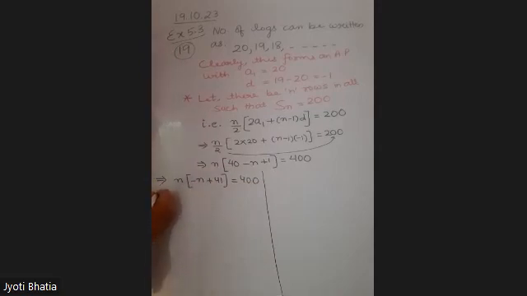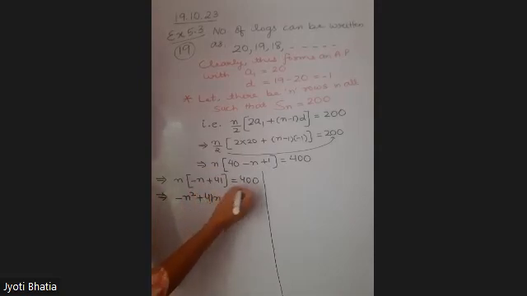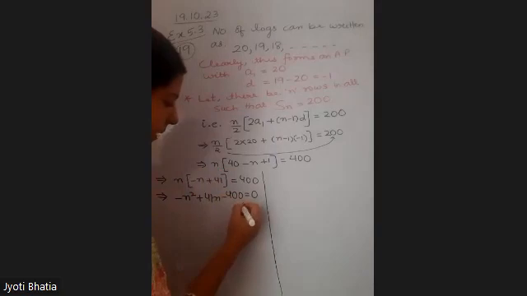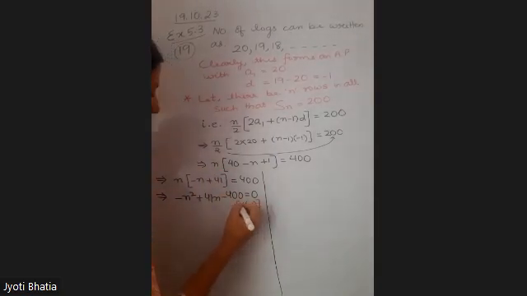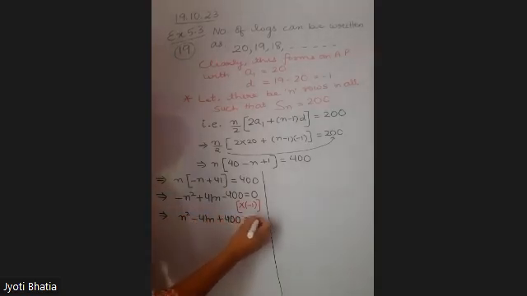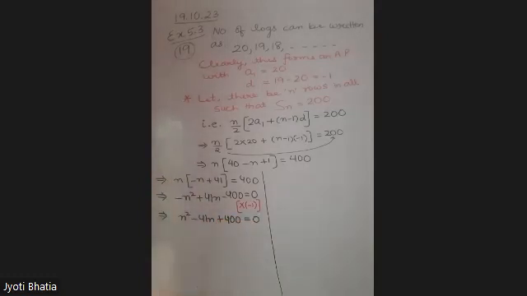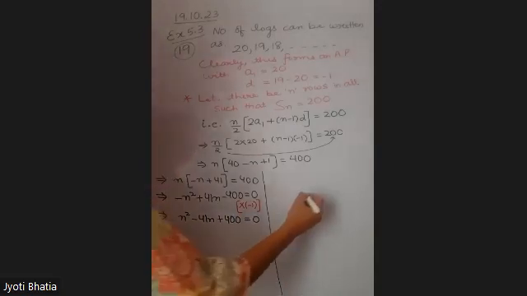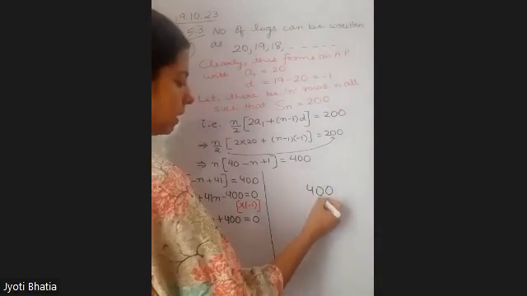Right? Open the bracket: minus n square plus 41n. Bring it here, minus 400 equal to 0. And since I want this first term to be positive, I'm multiplying or dividing, anything you can do, by minus 1. So now this becomes n square minus 41n plus 400 is equal to 0. Now we need to factorize 400 to get 41.